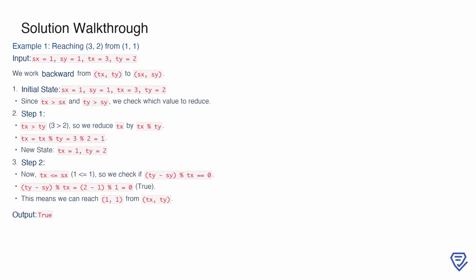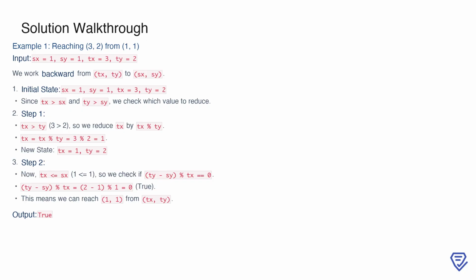To solve this problem, we work backward from the target point, tx, ty, to the starting point, sx, sy. In this example, we need to determine if we can reach 3, 2 from 1, 1. Initially, both tx and ty are greater than sx and sy, so we evaluate which of the two values, tx or ty, should be reduced.